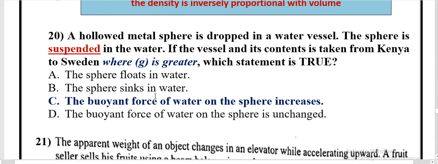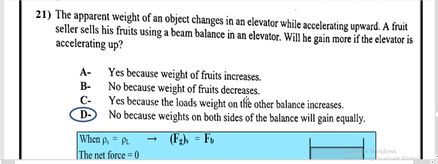Sorry, here it doesn't cancel with each other. He is asking for the value of the buoyant force. The value of the buoyant force will be increased according to the first value. Okay? The apparent weight of an object changes in an elevator while accelerating upward.